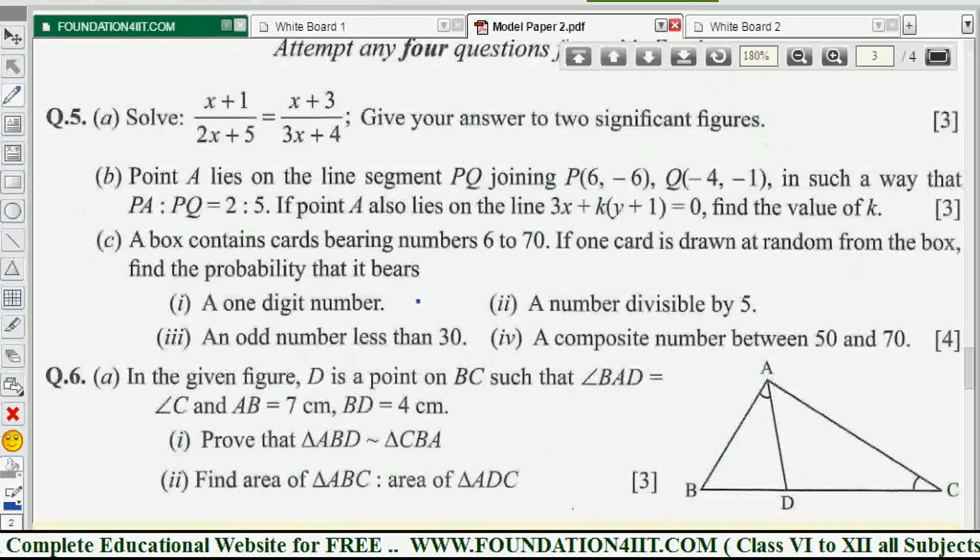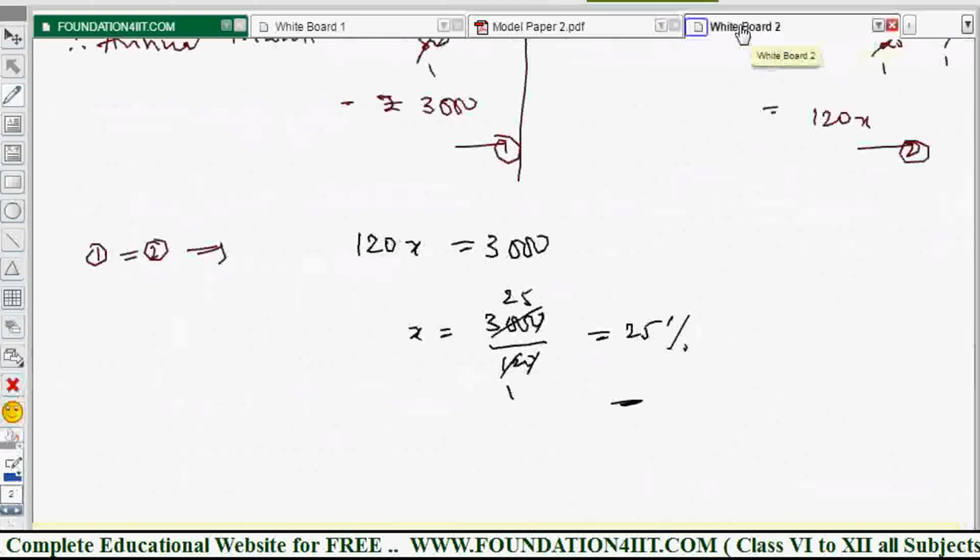Next one: point A lies on the line segment PQ joining P(6, -6) and Q(-4, -1) in such a way that PA is to PQ is 2 is to 5. The section formula will apply to find the point A. Then A also lies on the line 3x plus k into (y plus 1) is equal to 0, then find the value of k. First let us find the point A.